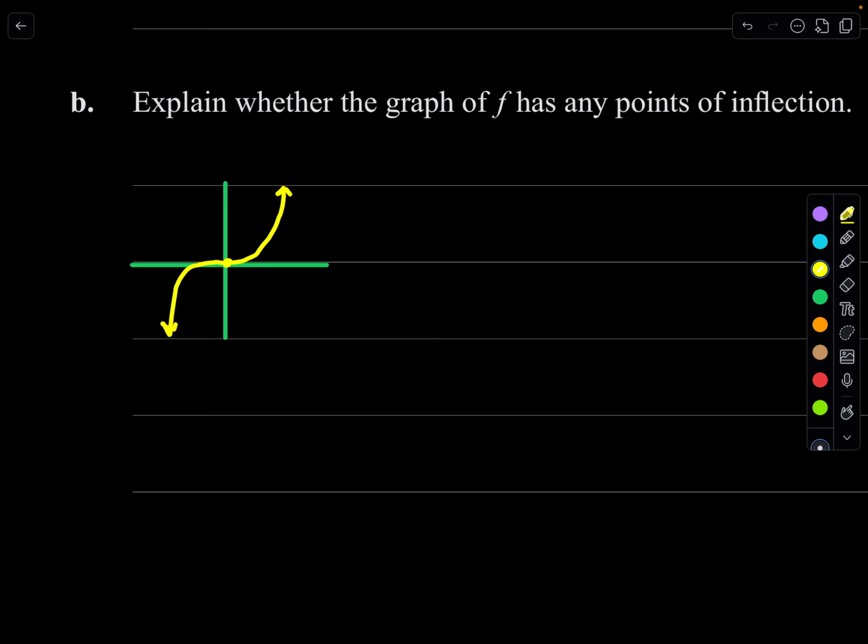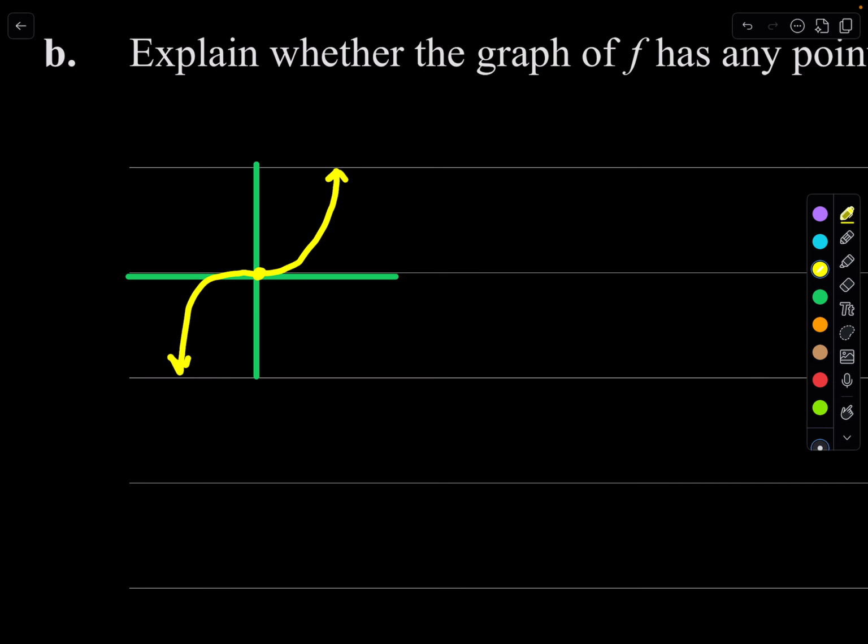What makes it a point of inflection? Well, it's the change in concavity. Let's explain. Let's consider this function as f, this yellow line. So we know that at x equals 0, what is the double derivative?